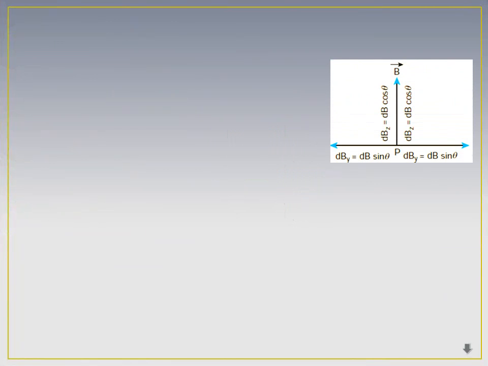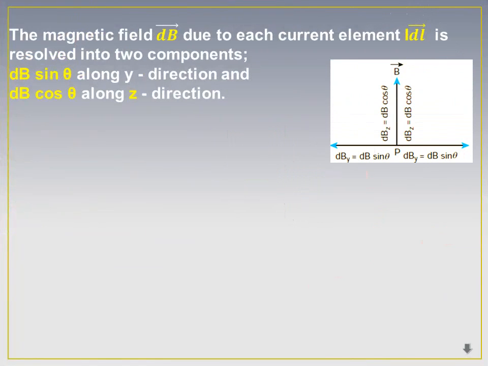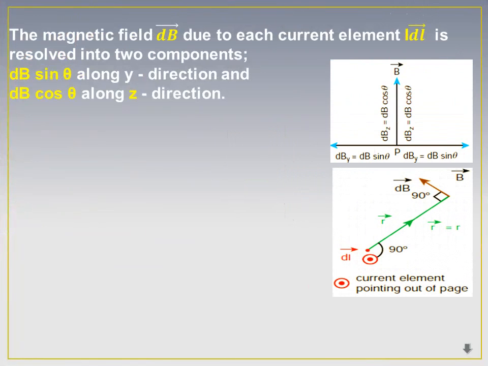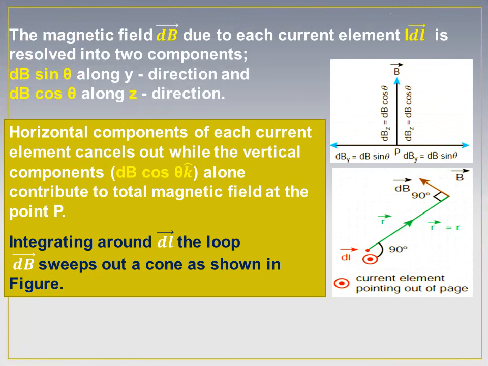Here you can see the values: dB sin theta along the horizontal axis and dB cos theta along the vertical Z axis. The magnetic field dB vector due to each current element IdL is resolved into two components, dB sin theta along the y direction and dB cos theta along the Z direction. The horizontal components of each current element cancel out, while the vertical component dB cos theta k cap contributes to the total magnetic field at the point P.